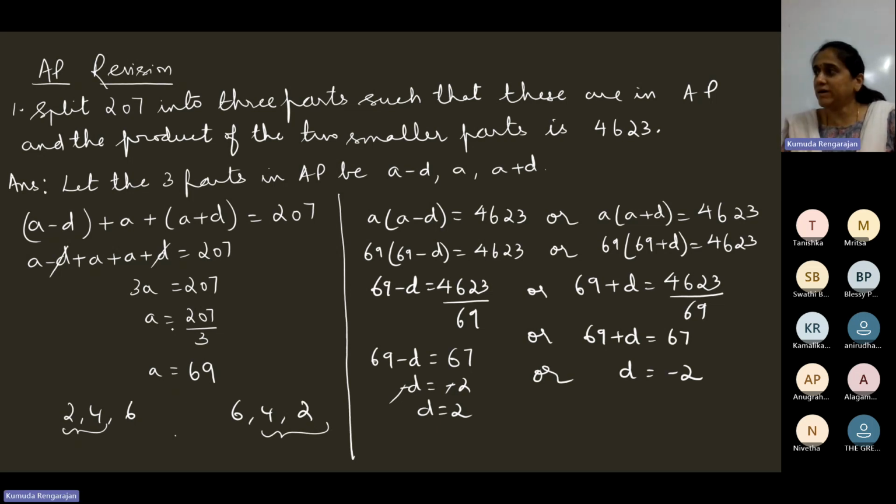And the 3 parts should be in AP. So 2, 4, 6, they are in AP. 6, 4, 2 are also in AP. So in 2, 4, 6, these two are the smaller numbers. Here, 4 and 2, the last two are the smaller numbers.